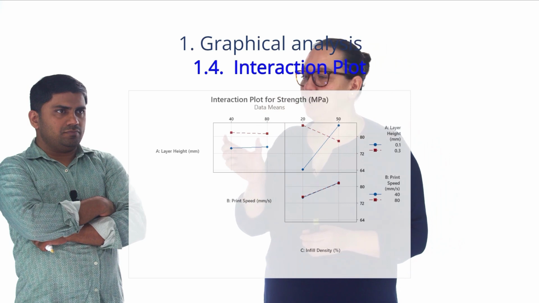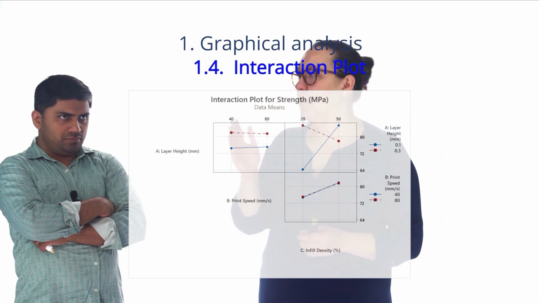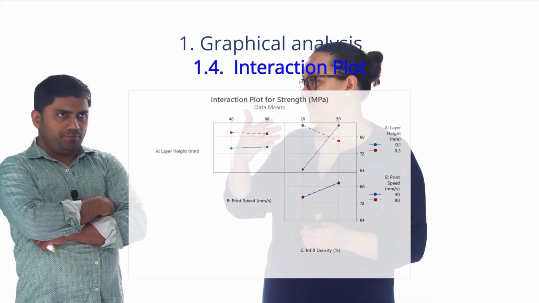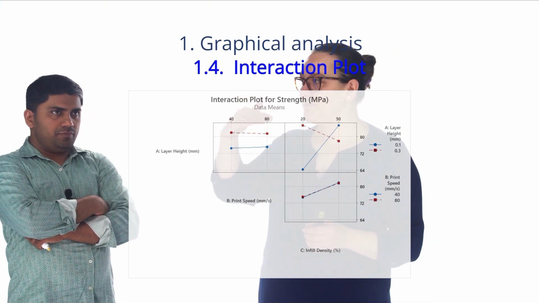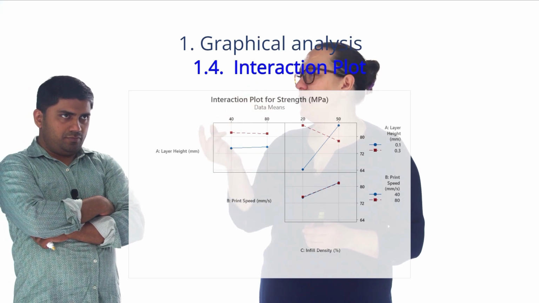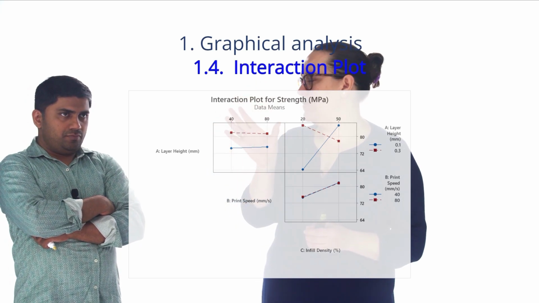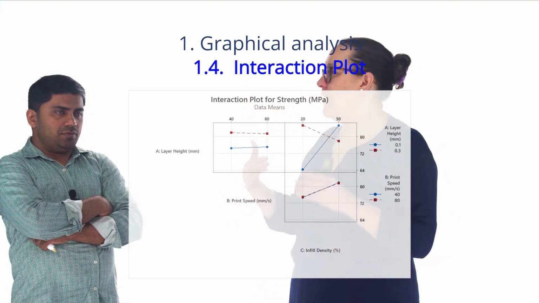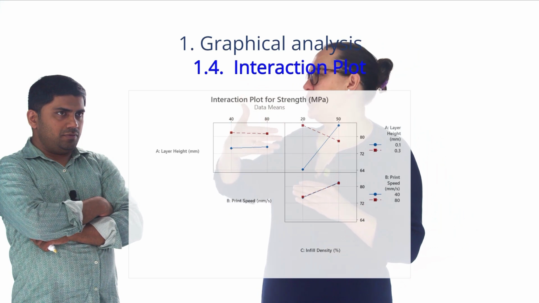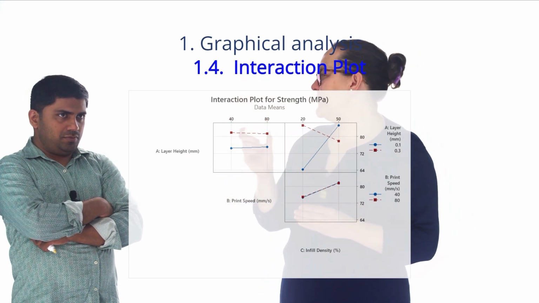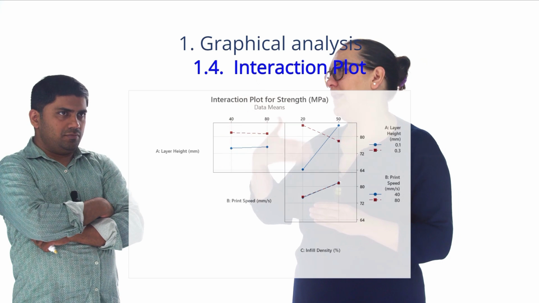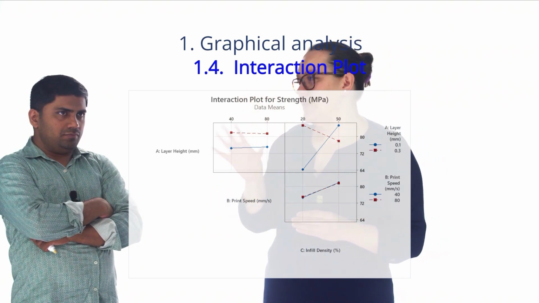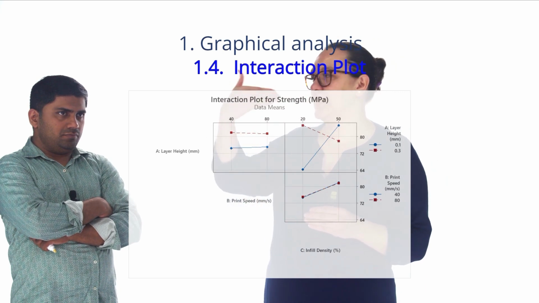Let's just look at the blue line. When you change print speed, there is not really change on the strength. Now, if we go to the red one, we have a higher layer height. We change speed, and it's pretty much the same change. So here we say that there is no interaction. It really doesn't matter the layer height that you are using. When you change print speed, it is the same effect on the response. Or you can read it the other way around: when you change the layer height, it doesn't matter the print speed, it is pretty much the same.